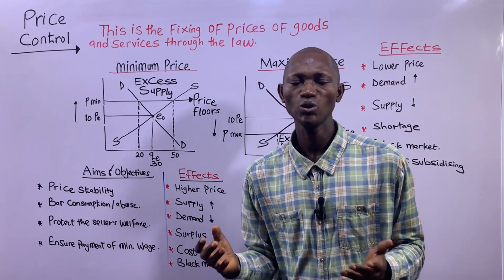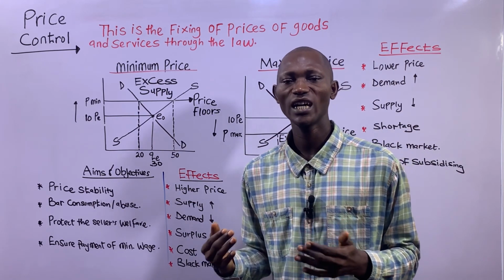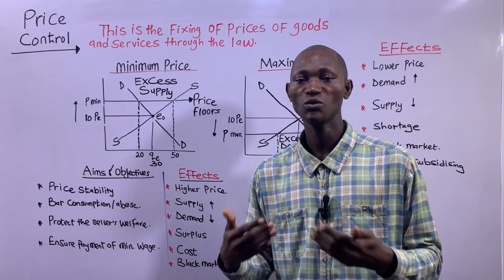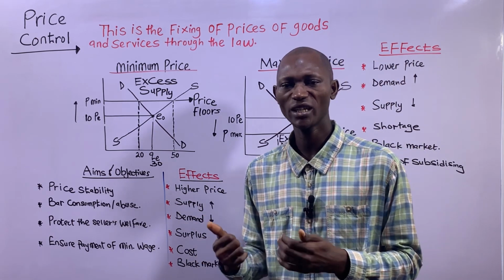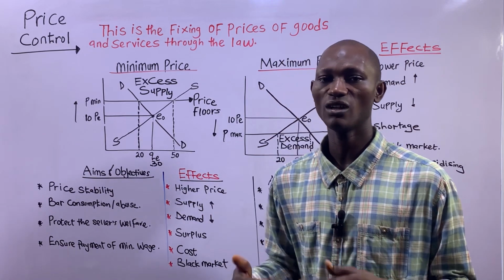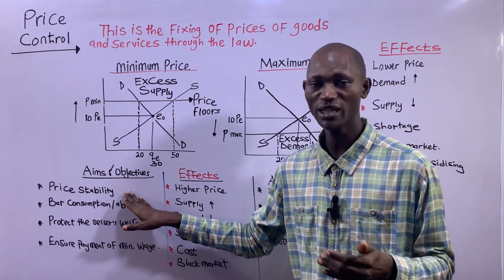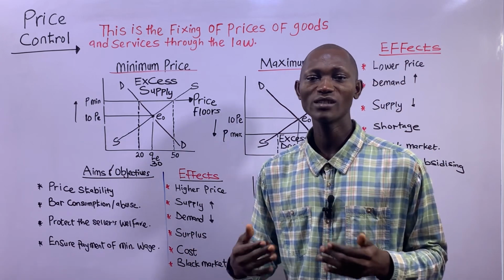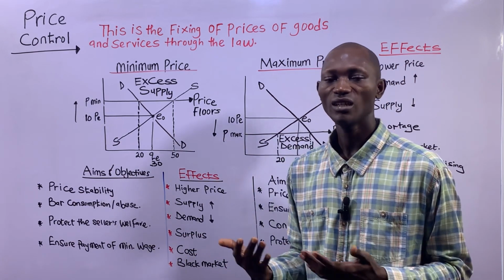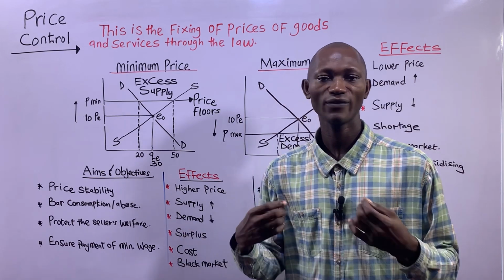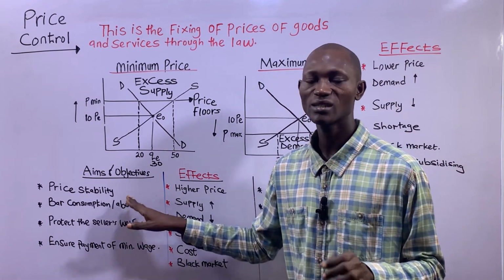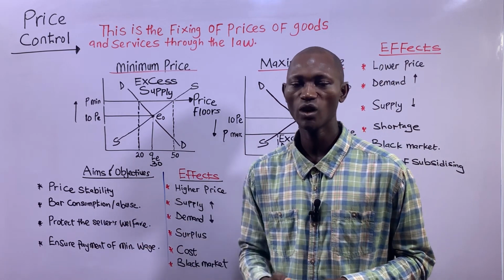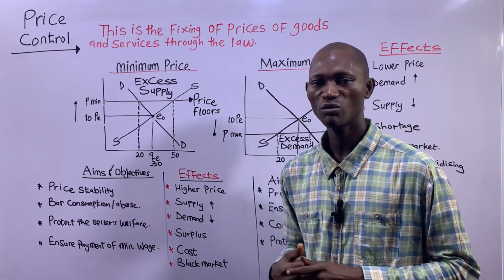Basically, to make sure that most times the consumer surplus is not eroded, and to ensure that producer surplus keeps increasing. But basically, price stability, to make sure that prices are stable, because the major reason government wades into the private sector where prices fluctuate is to ensure that prices are stable. So price stability, that's the number one objective of minimum price legislation.